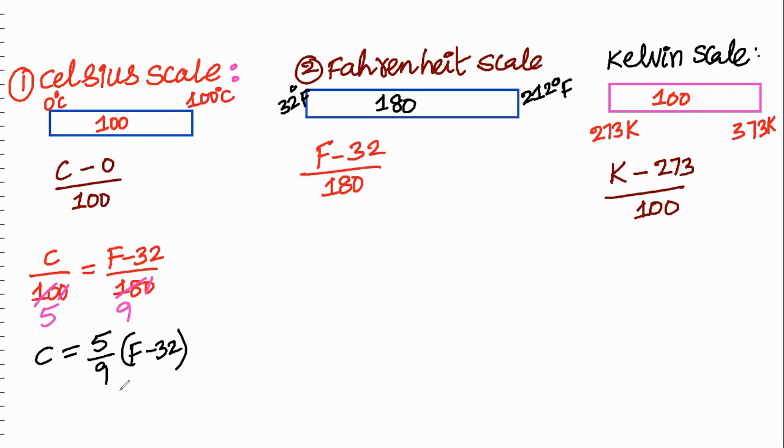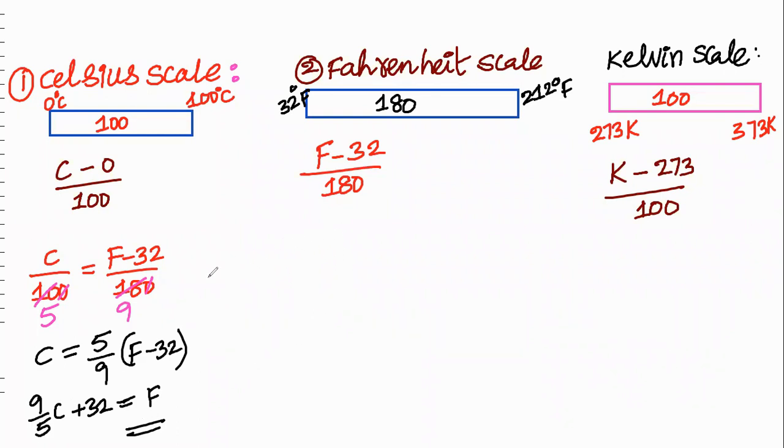If you want the temperature on the Fahrenheit scale, we can measure that also. We bring this 9, so this is a reversal. This is 9 by 5 C. 9 by 5 C plus 32 is equal to the temperature on the Fahrenheit scale. If you know the temperature on the Fahrenheit scale and want to calculate the temperature on the Celsius scale, this is the formula. If you know the temperature on the Celsius scale and want to measure the temperature on the Fahrenheit scale, the second one is the formula.